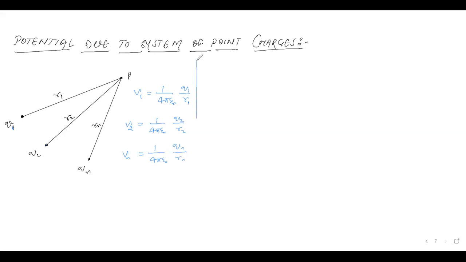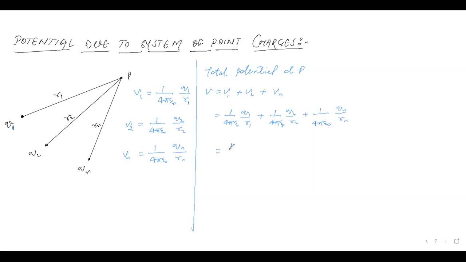Okay. Then what will be the total potential at point P due to all of these individual charges? Your total potential at P is V is equal to V1 plus V2 plus Vn. So what is your value of V1? You can put here 1 over 4 pi epsilon naught Q1 over R1 plus 1 over 4 pi epsilon naught Q2 over R2 plus 1 over 4 pi epsilon naught Qn over Rn. And now you can write here 1 over 4 pi epsilon naught times Q1 over R1 plus Q2 over R2 plus Qn over Rn. Are you clear?